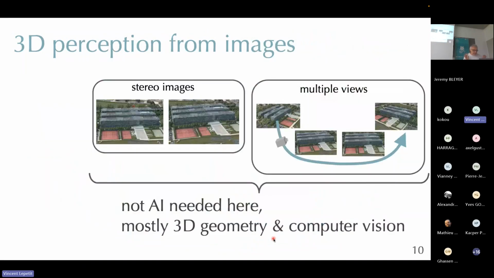So, just to be clear, at this stage I'm going to detail a little bit what we can do with multiple views to get a 3D reconstruction, but at this stage it's just pure 3D geometry, let's say standard computer vision. I would not call what I'm going to present in the next slides AI, artificial intelligence, so there is no deep learning whatsoever at this stage. It's going to come in the second part of the talk.